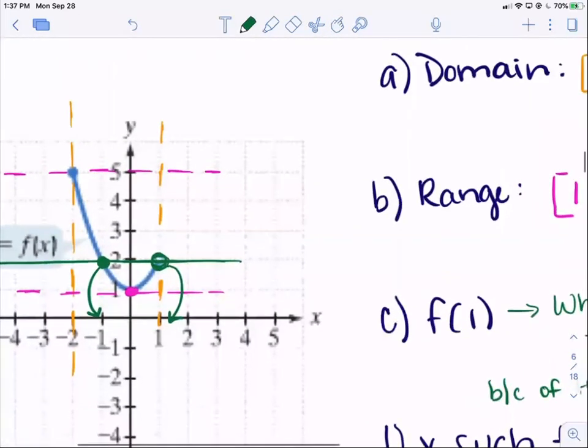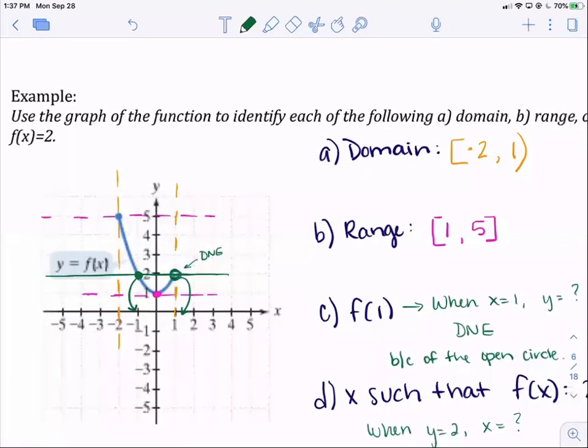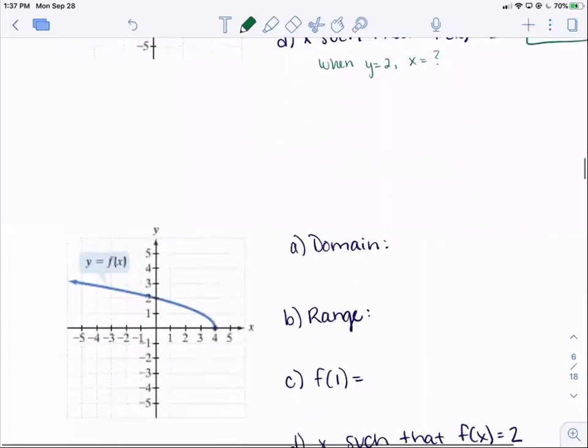So let's go over that again. On this right-hand side, since it's an open circle, that one does not exist. But then on the left-hand side, if we go down to the x value, we get -1. All right, let's try B, or the second example.